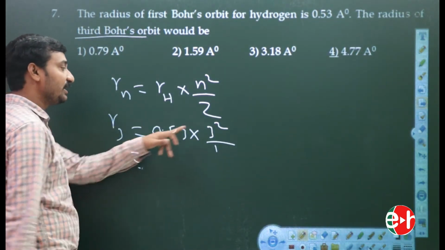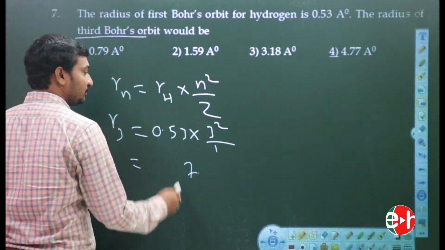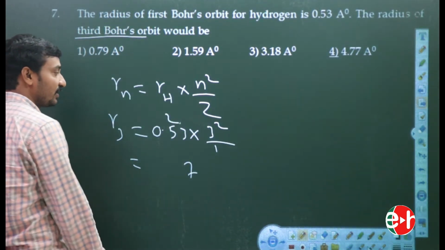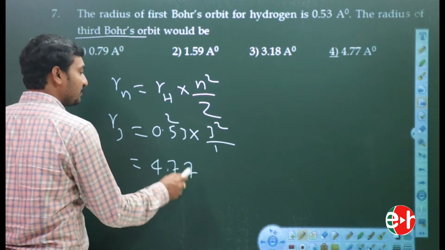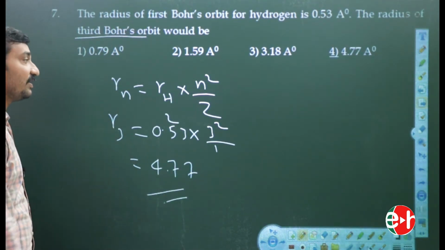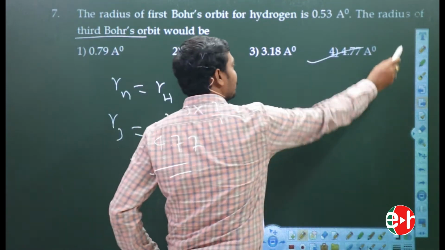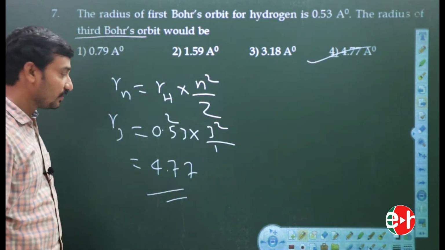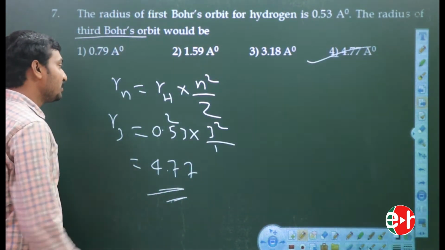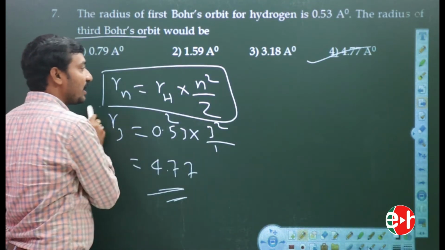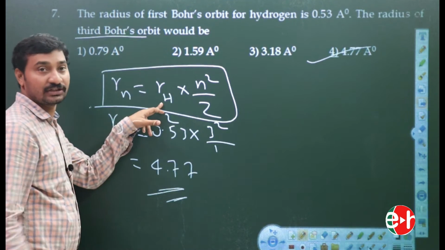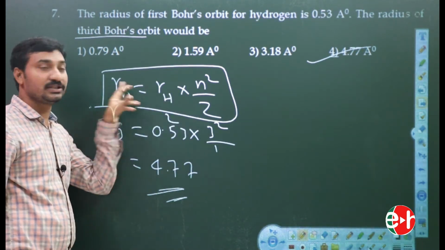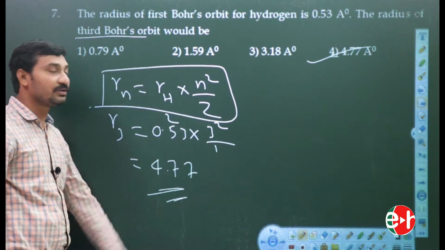So 0.53 into 9 is 4.77 angstrom units. Hence the fourth option is the right answer. The general equation is Rn is equal to RH into n square by z. You can take the value 0.529, or the given value 0.53. This is the general formula.